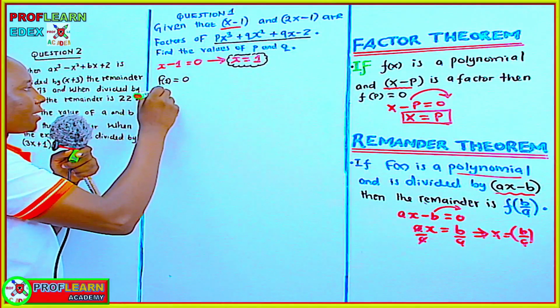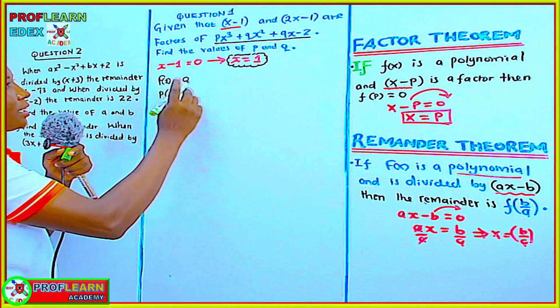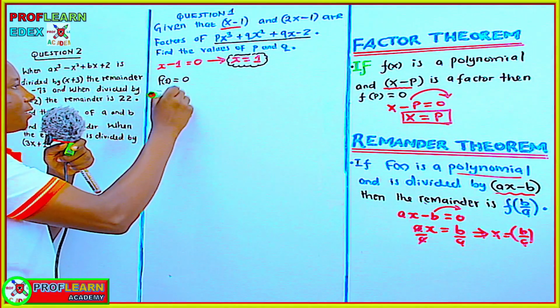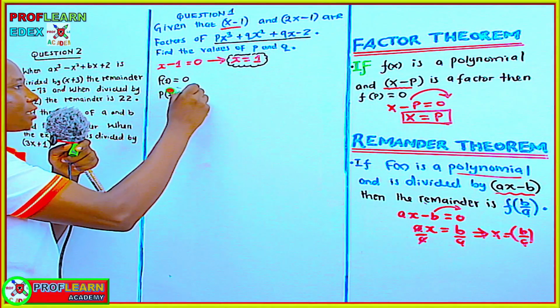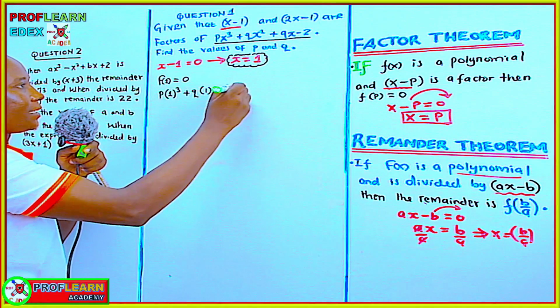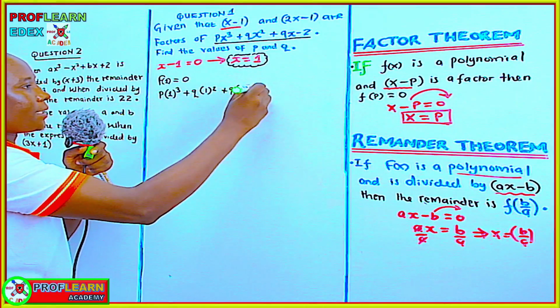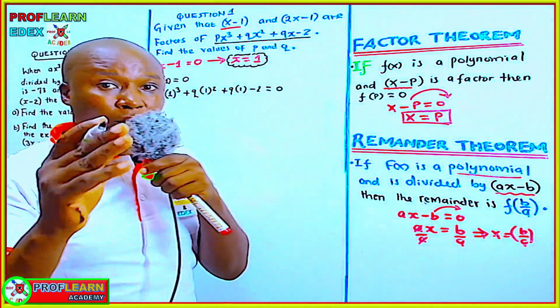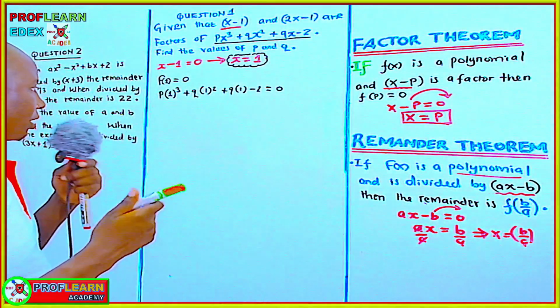So the polynomial that we were given is this. We are going to say p into bracket. Anywhere you have x, you are going to replace 1. So that will be 1 raised to power 3 plus q into 1 raised to power 2 plus 9 into 1 then minus 2. Our answer must be 0, because it's a factor.